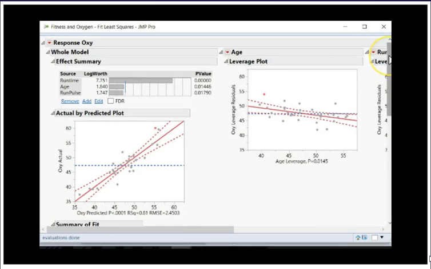So hopefully that's been a nice, clear introduction to simple linear regression and multiple linear regression in JMP.